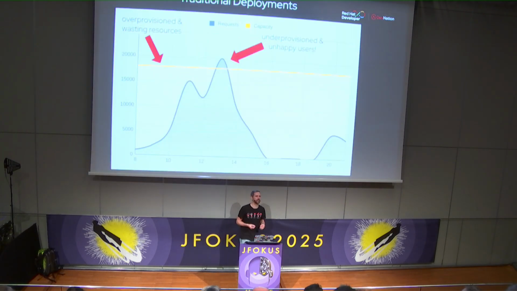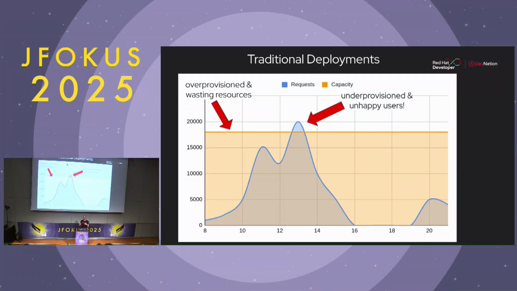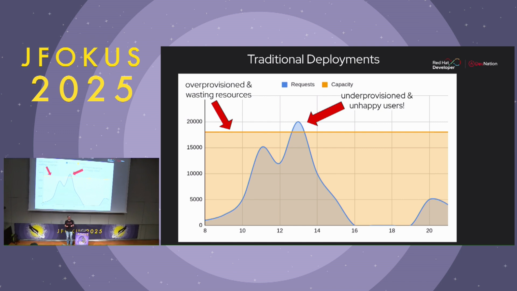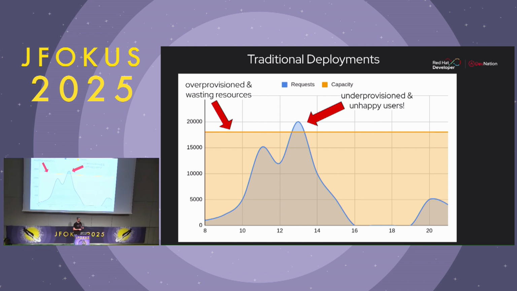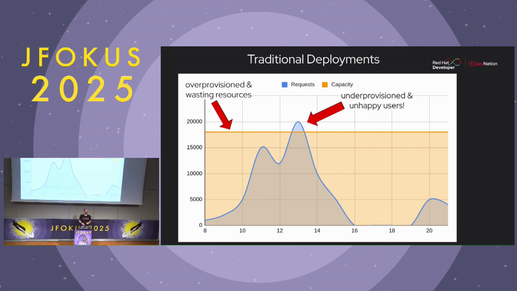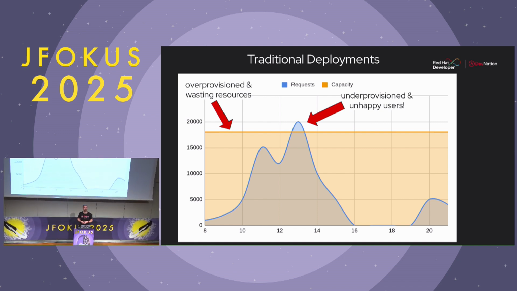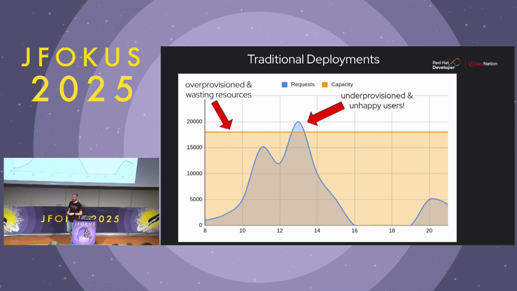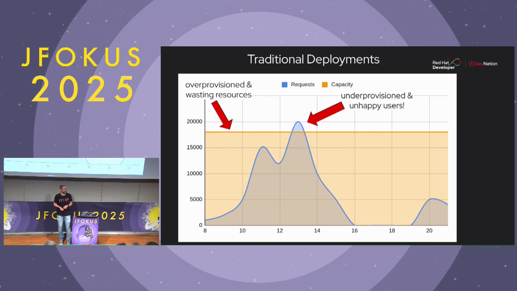If you think about our traditional deployments, we would always over-provision our resources just in case we could handle our load, right? In this case, you could see that for most of the time, we have a bunch of resources that we've provisioned to handle a certain amount of requests per second. And then we see requests fluctuate.